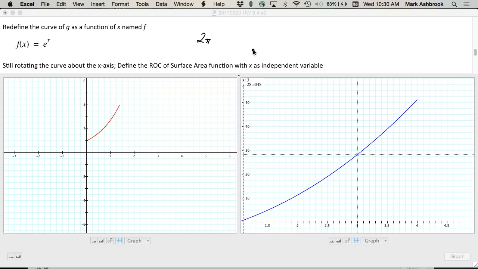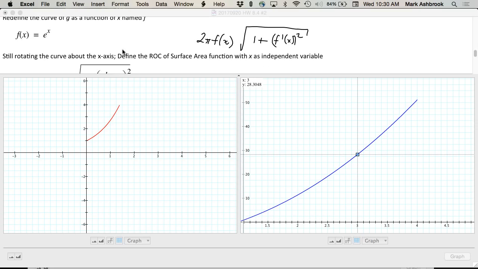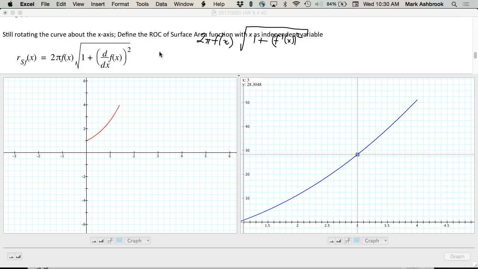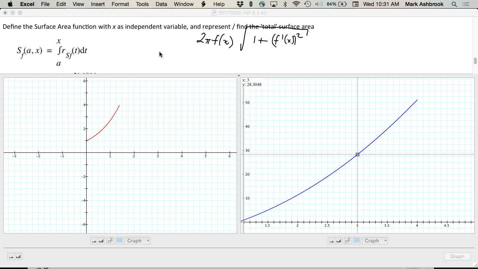So the radius is still y. But now as our independent variable is x, it's still 2 pi y, but in terms of x, that'd be 2 pi f of x, or e to the x, times the square root of 1 plus f prime of x squared. So there's our rate function. Did you get it? So it's the same ribbon. It's the same y value for the radius. But now if we need it in terms of x, it would be f of x. Okay, so then our surface area function would be this.